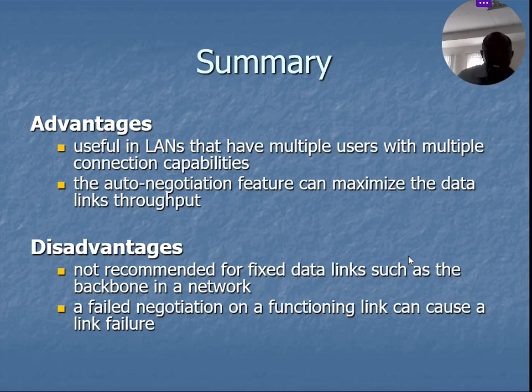Now let's take a look at the disadvantages. One of the disadvantages is that this is not recommended for fixed data links. Remember, it's for point to point. This is not recommended for fixed data links such as the backbone in the network. A failed negotiation on a functioning link can also cause a link failure. So if the negotiation failed, even if the link is functioning, then the whole link might fail. So this is another disadvantage.